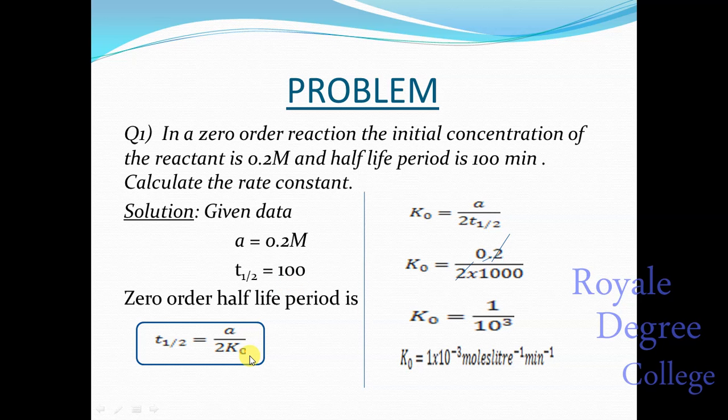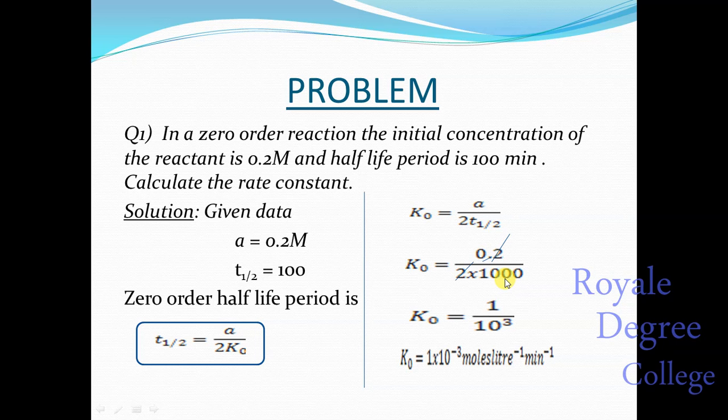For zero order, the half-life period t half is equal to A by 2 K naught. This is our formula. We don't know the value of K naught, which is the rate constant for the zero order reaction that is to be calculated. So we are bringing K naught to the other side, and t half to the other side. Our formula becomes K naught equal to A by 2 into t half. Now we are substituting the values: in place of A, 0.2, divided by 2 into t half, and in place of t half, we are writing 100.